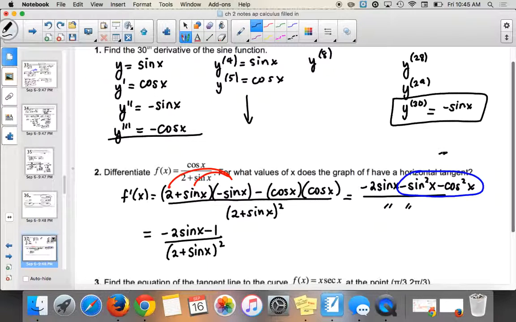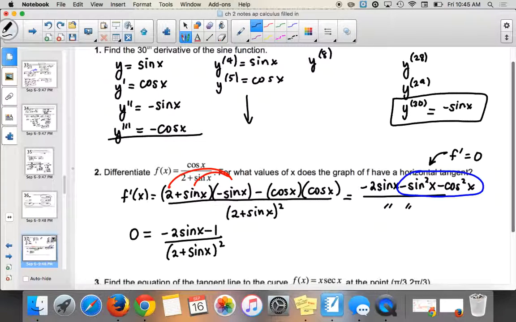So we want to find when it has a horizontal tangent. So we've done these before. Horizontal tangent means what? Slope equals 0, so f prime equals 0. So we're going to set our f prime equal to 0. And we have a fraction. So the fraction is only equal to 0 if the numerator is equal to 0, right? This denominator will actually never be equal to 0.